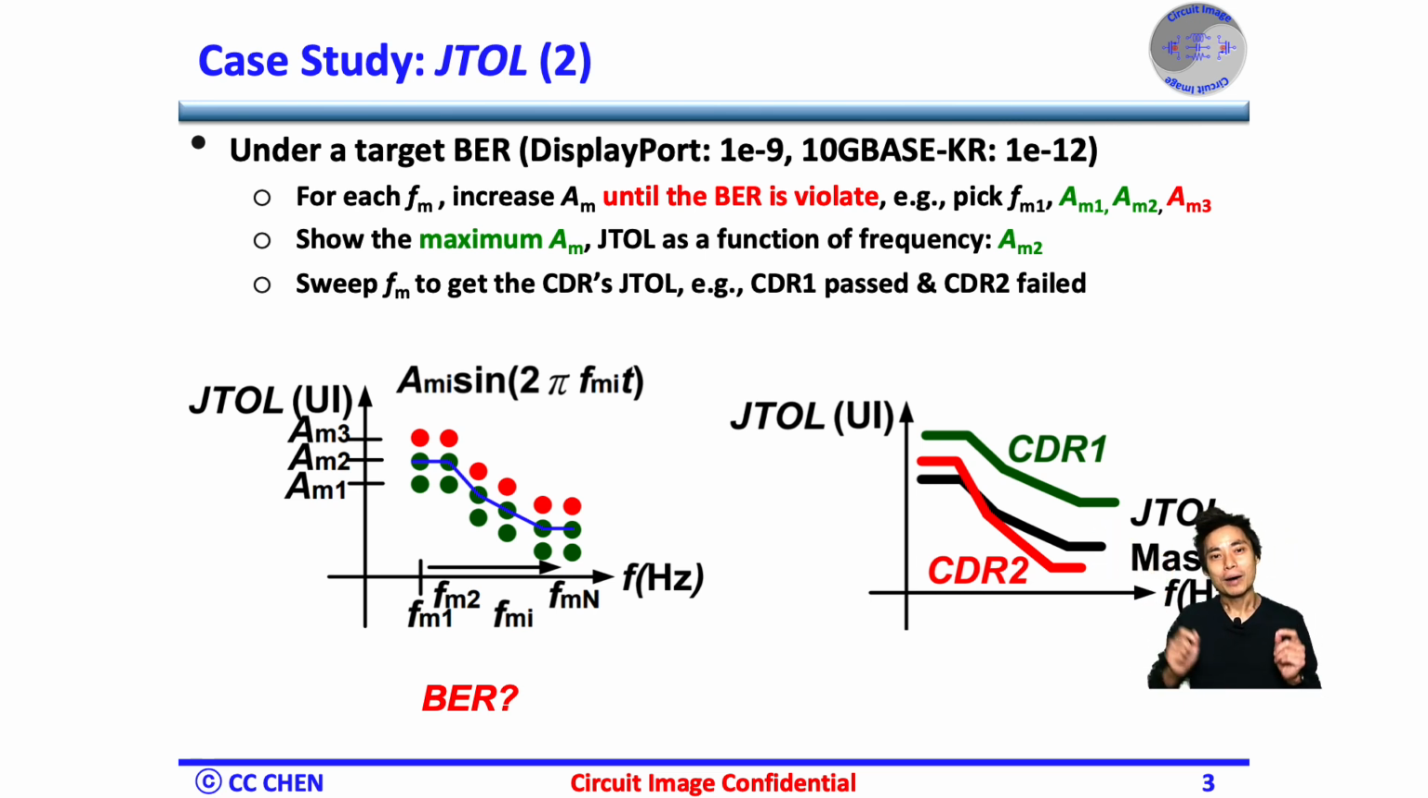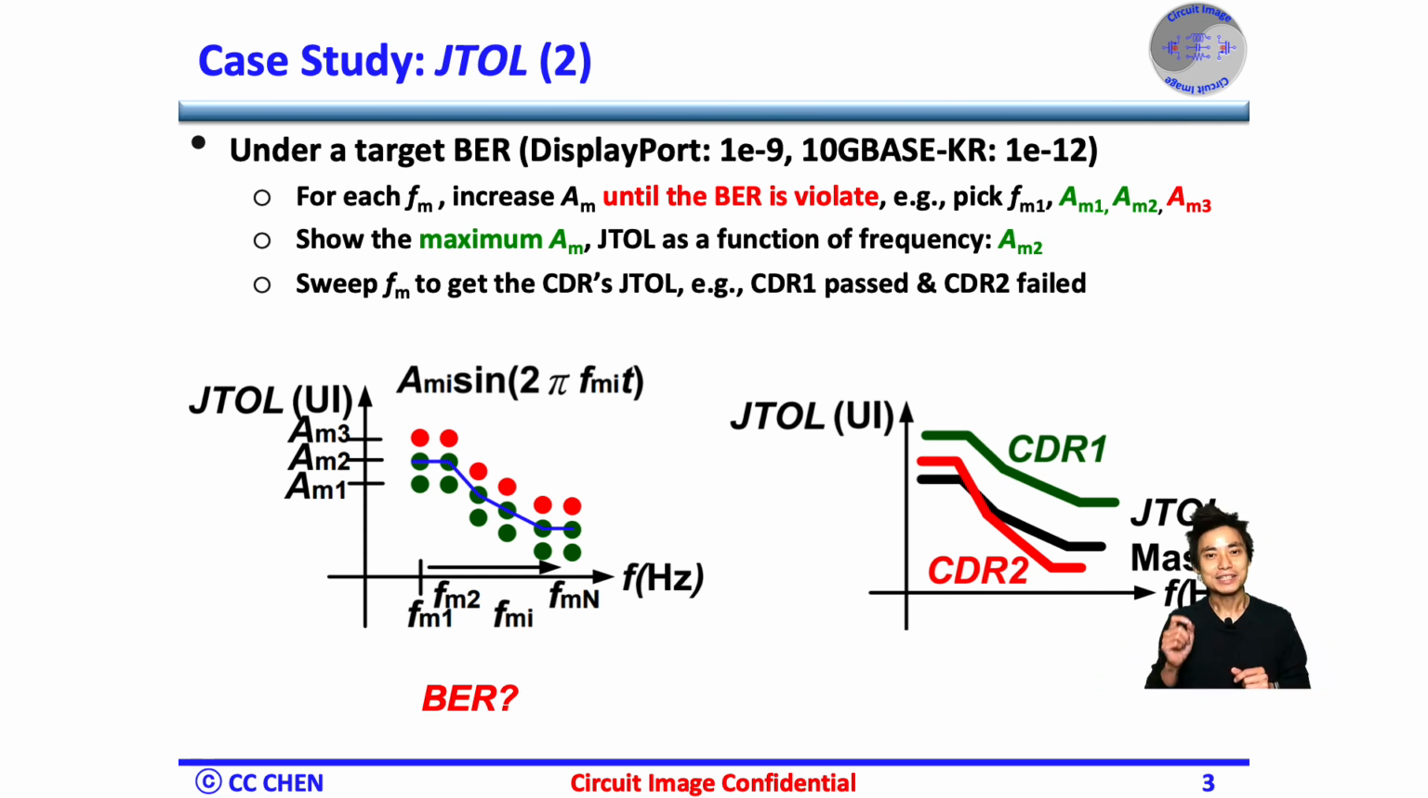CDR1, above the JTOL mask, means it can tolerate more jitter than the standard specified jitter value and still meet the protocol's bit error rate. On the other hand, CDR2 can meet the JTOL mask at low frequencies, but not at high frequencies. Therefore, CDR2 will fail the JTOL spec. Again, CDR1's JTOL is better than CDR2's JTOL, so CDR1 will provide better transmission quality with a lower bit error rate than CDR2 does.